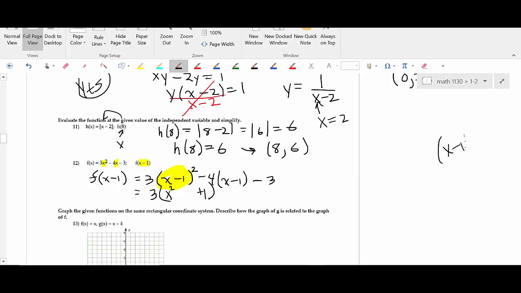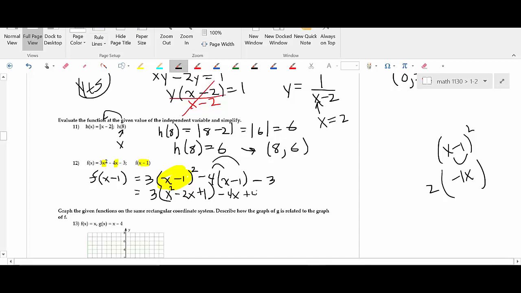Then if you have x minus 1 squared, you multiply those two together to get that, and then what do you do with it? You double it. You multiply it by 2. So that's going to be minus 2x. If you don't like doing it that way, write it out twice and FOIL it until you do like doing it that way. Okay? And then this is going to be minus 4x, and then plus 4, then minus 3, like that. So the rest of it's just distributing and collecting like terms.